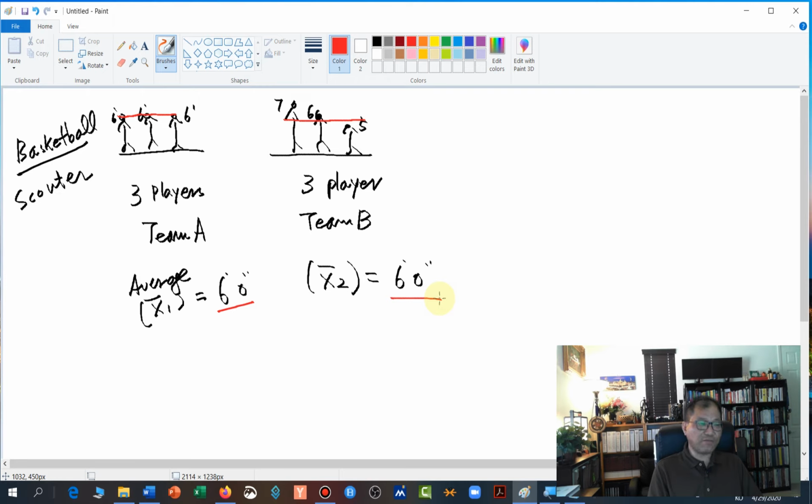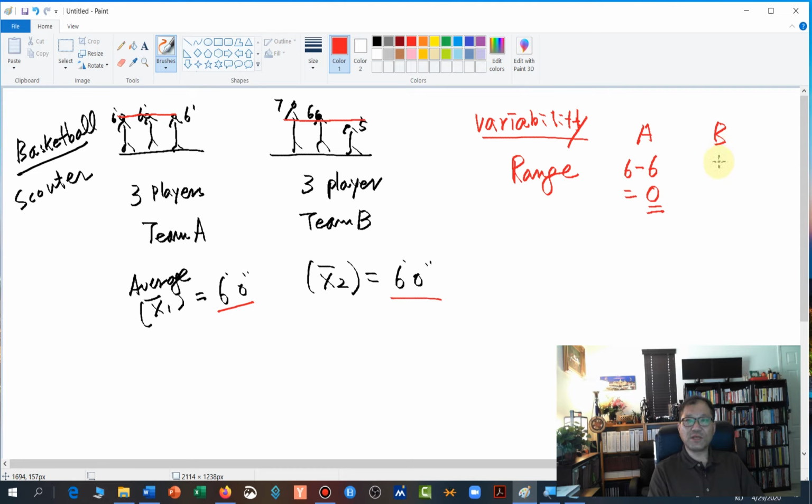But if you are a smart basketball scouter, you will look at whether they are really the same. I want to see their differences. Variability, range. Team A, team B. What is the range for team A? 6 minus 6 equals 0. Team B, range, maximum number minus minimum 5 is 2 feet difference.